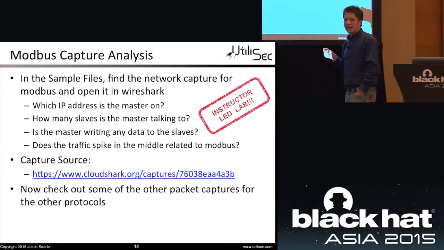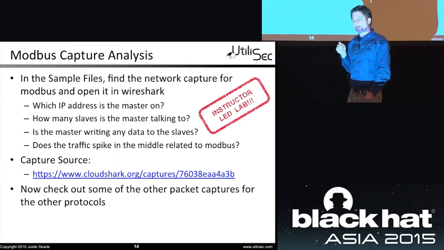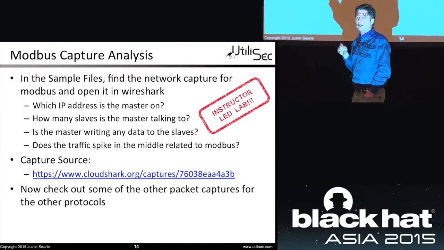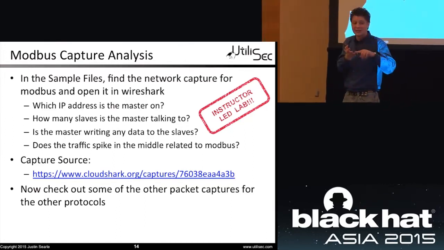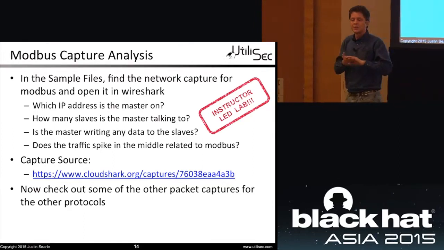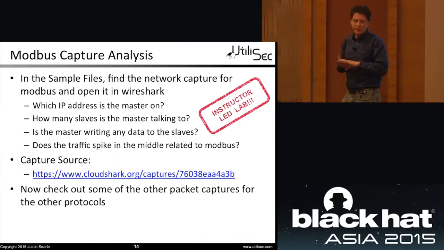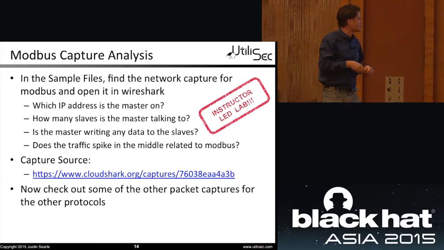Then the next one is: is the master writing any data to any of the slaves? Go through and look at the data sets and try to identify if the master is sending any write commands, so a command that's a 5, a 6, a 15, or a 16. Those are going to be the write commands.